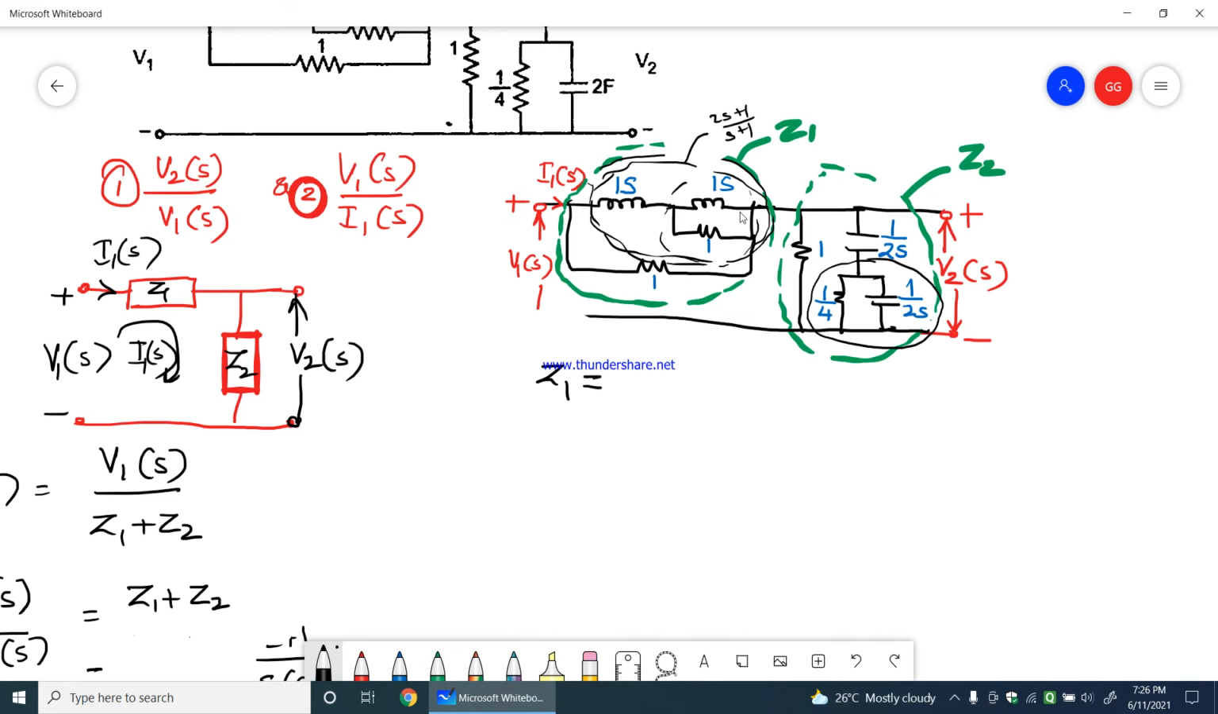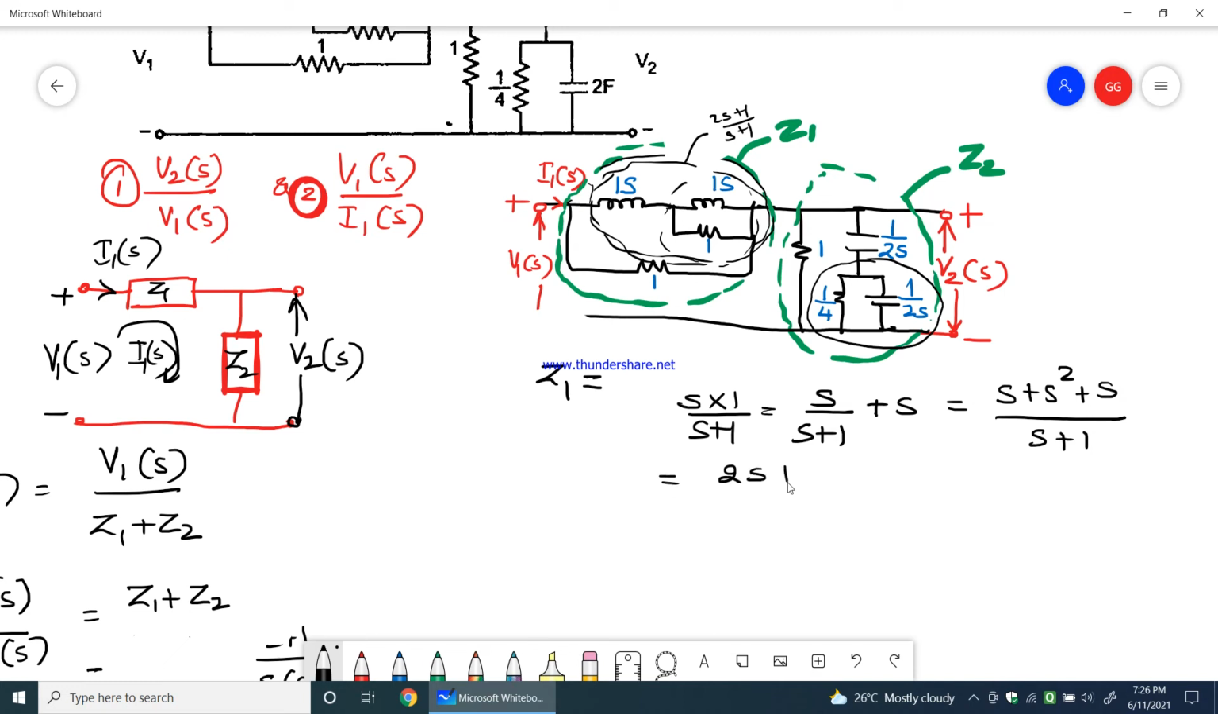Therefore these both are in parallel, therefore I'll say S into 1 divided by S plus 1. So that will be S by S plus 1. That is in series with 1S, therefore I'll say plus S. So what do I get? S plus S square plus S divided by S plus 1. So which is equal to 2S plus S square divided by S plus 1.